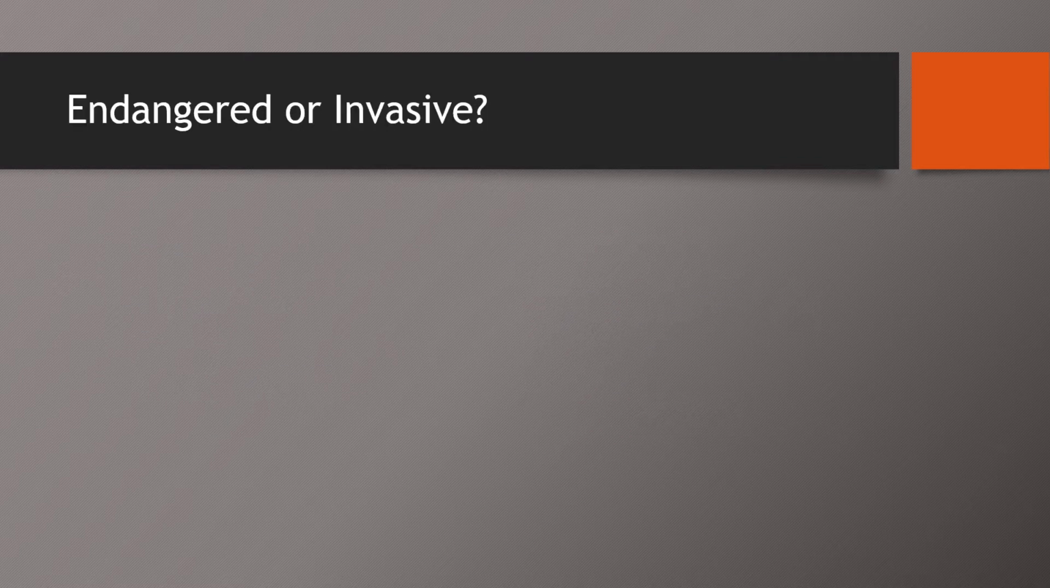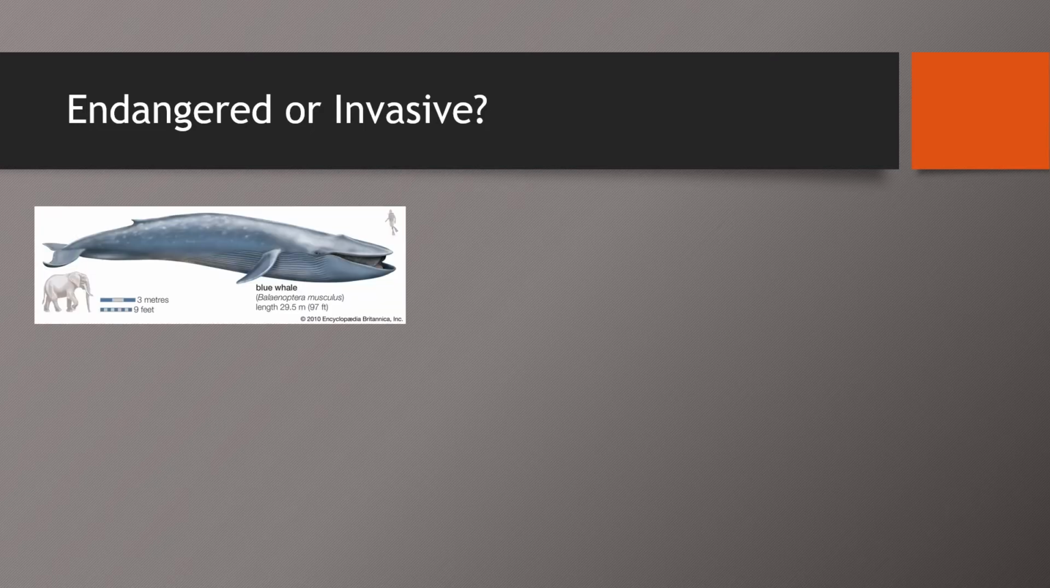So I'm going to show you some pictures and a brief description of these organisms, and you're going to tell me if they're endangered or invasive. I'll be quiet for a little bit afterwards. So if you guys don't know, this is a blue whale. It is native to the Arctic Circle. It is the largest animal ever lived on Earth. Do you think it is an endangered or invasive species? If you said it was endangered, you are correct.